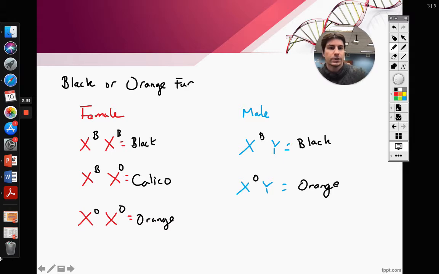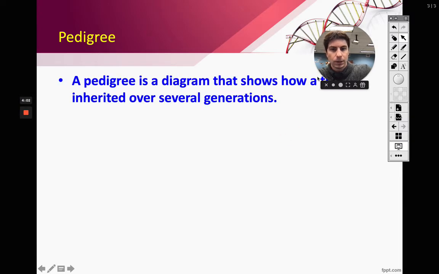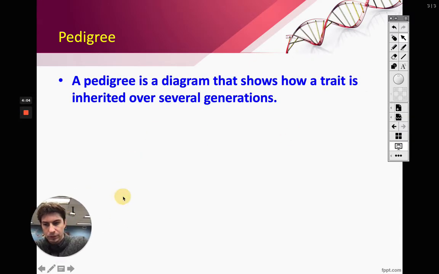All right? So I just want to go over that example with you guys before we move on to pedigrees. Okay, this is our last little bit of our chapter on genetics. We're going to go over pedigrees. And what a pedigree is, it's pretty much like a family tree. And it's going to show us different conditions that are in a family.